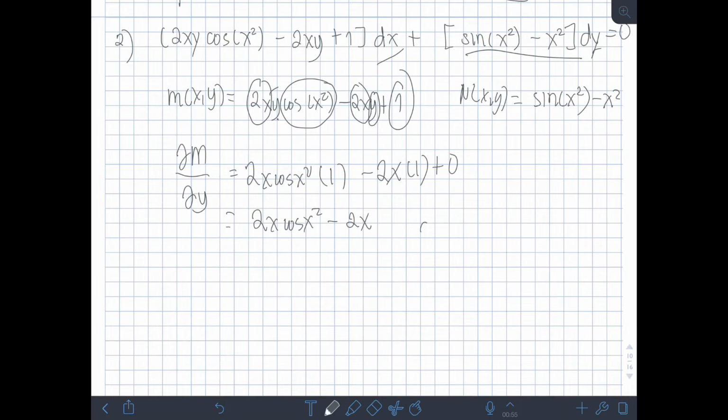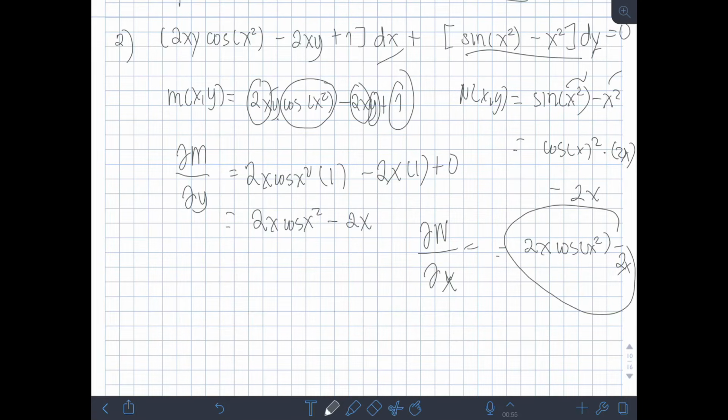Next, ito naman sa partial derivative of n with respect to x naman. So, we have constant naman ngayon dito si x. So obviously, puro x lang naman yung variable natin dito sa n. So, derivative natin lahat ng term. So, we have derivative ng sin x squared is cos x squared multiplied by derivative ng x squared is 2x, chain rule, okay? Tapos, derivative ng negative x squared is negative 2x. So, therefore, we have 2x cosine x squared minus 2x.